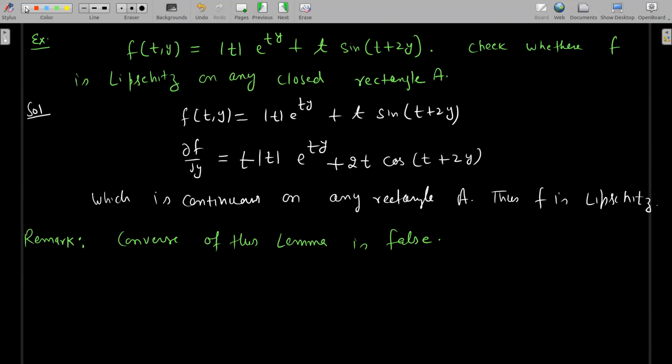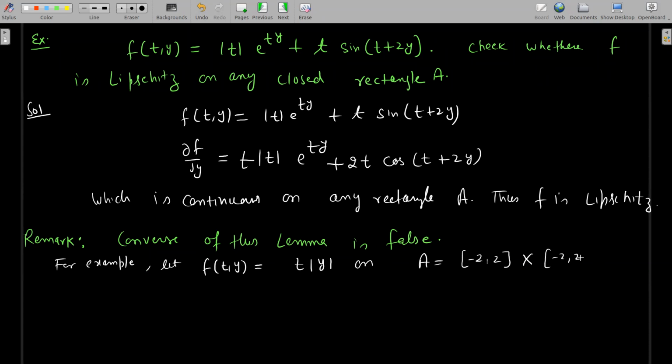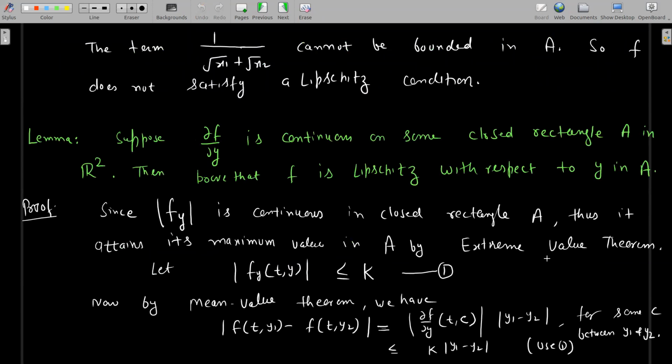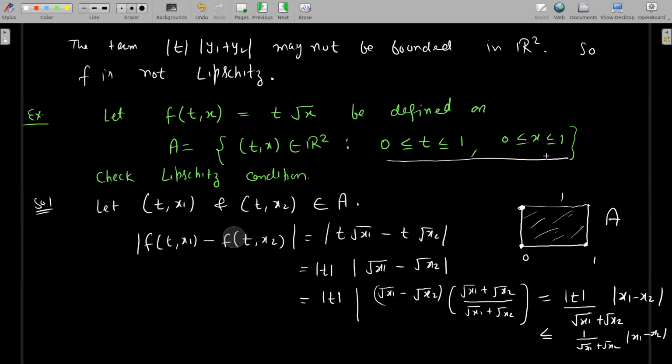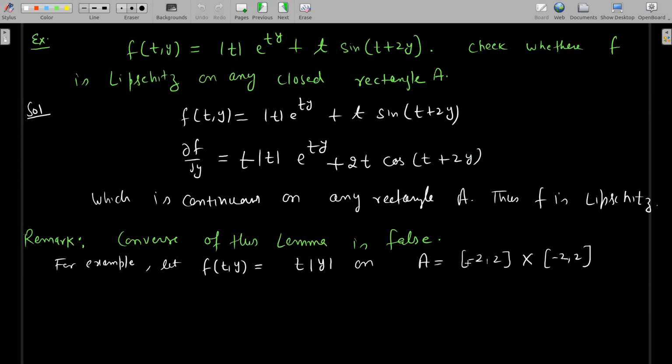For example, let f(t,y) is t|y| on rectangular region. अब रीजन को कई बार हम ऐसे भी लिखते हैं -2 क्रॉस -2 to 2. इसका मीनिंग भी वही है जो हमने पहले लिखा था, अलग अलग वे है लिखने का. इसका मीनिंग क्या है, जो फर्स्ट है t की वैल्यू, t -2 to 2 है, ठीक है, और जो y है वो भी -2 to 2, सो यू हैव रेक्टेंगुलर रीजन.